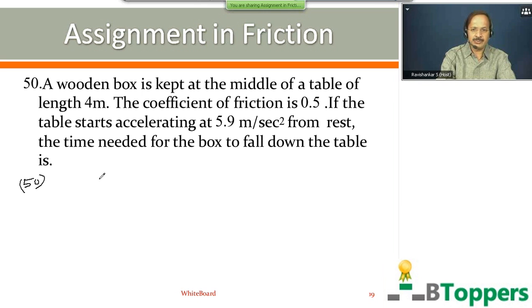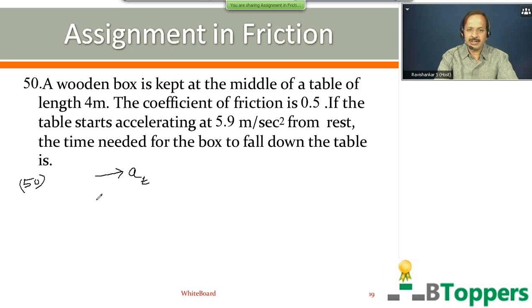So the table starts moving towards right. The acceleration of the table I denote by a subscript T. This problem you can solve by two methods. One method is you can solve the problem with respect to the accelerated frame of reference fixed to the table. The other method is you can also solve the problem with respect to the laboratory frame of reference. So first I solve this problem with respect to the accelerated frame of reference fixed to the table.